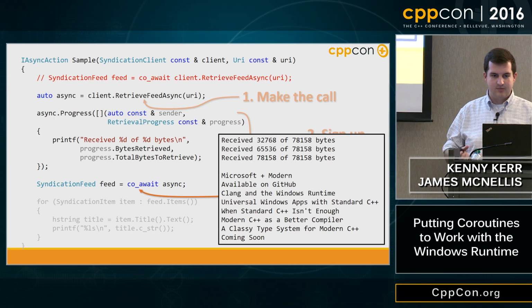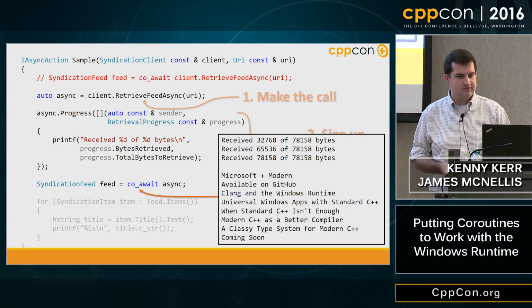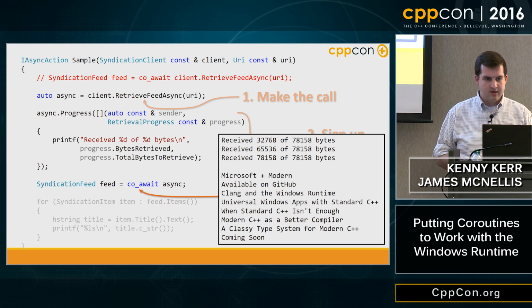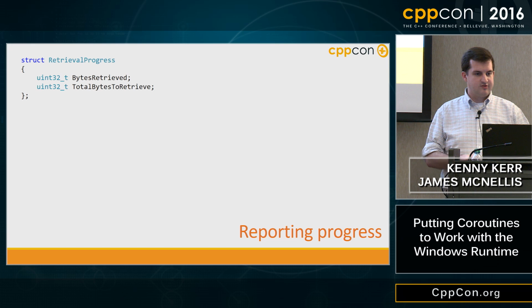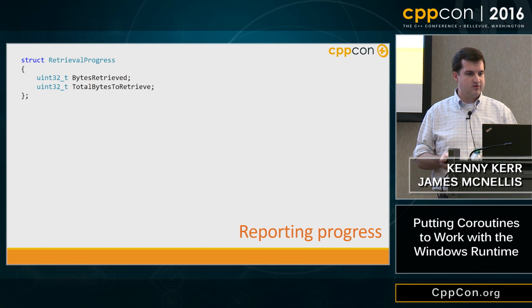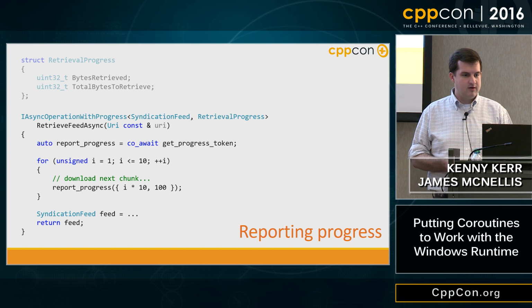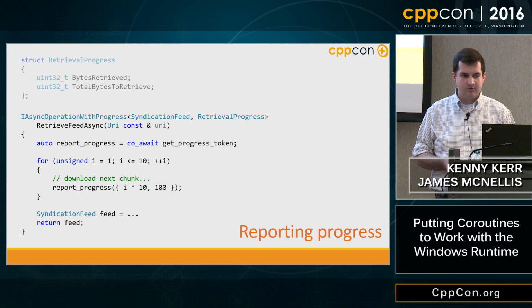And so by doing this, we'll end up with something that looks like this, where it prints out the progress, letting us know how much progress it's made reading the RSS feed, and then it'll print out the results at the end with the loop that we had before. On the other side, in the production of this progress information, here is a little structure we can use for progress reporting. We're just going to report the number of bytes retrieved and the number of bytes that we expect to retrieve. And then within the function, we'll get a progress reporting token by co-awaiting on this getProgress token that we'll see a bit later. And then in our loop, we'll download the next chunk or do whatever we need to do, and then we'll just invoke it like a normal function.